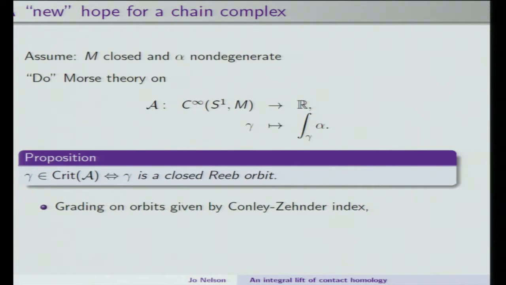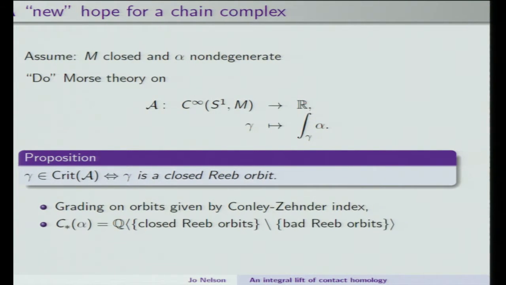The grading on the orbits is going to be given by something called the Conley-Zehnder index. It's a half integer you can associate to arcs of symplectic matrices. We can get these arcs by linearizing the Reeb flow. And then the chain complex is a little bit annoying to explain. It's going to be a vector space over Q generated by the set of good Reeb orbits, which means we take all of the closed Reeb orbits and throw out the bad ones. I don't really want to define what bad Reeb orbits are, but you can figure them out by looking at the eigenvalues of their linearized return map.